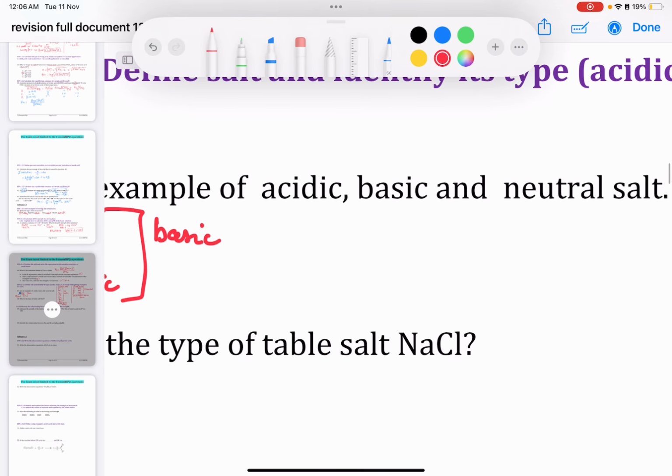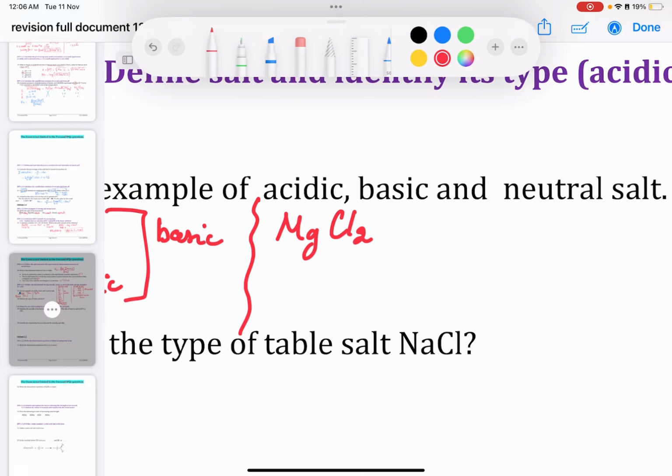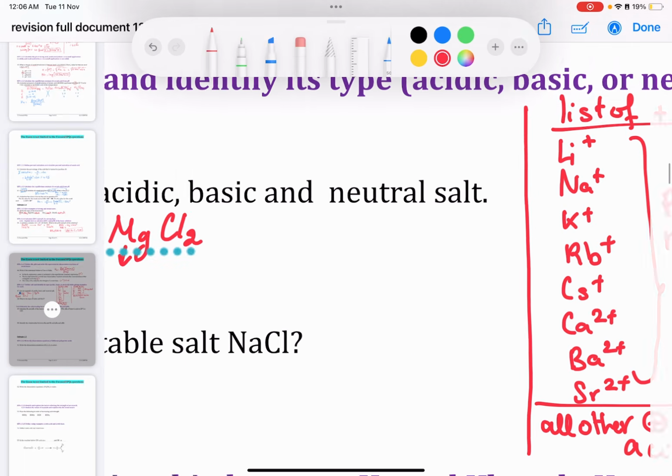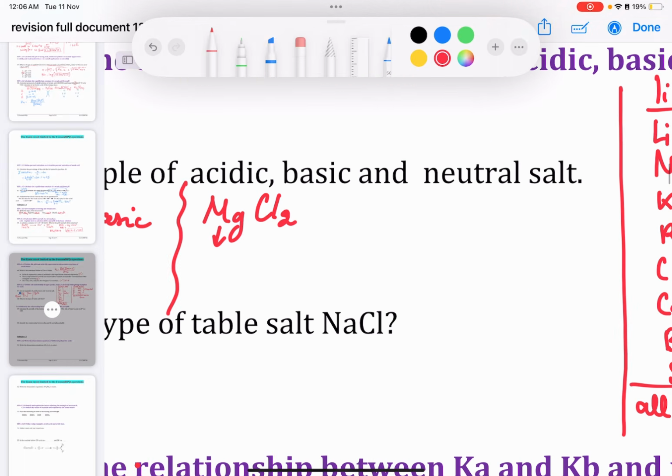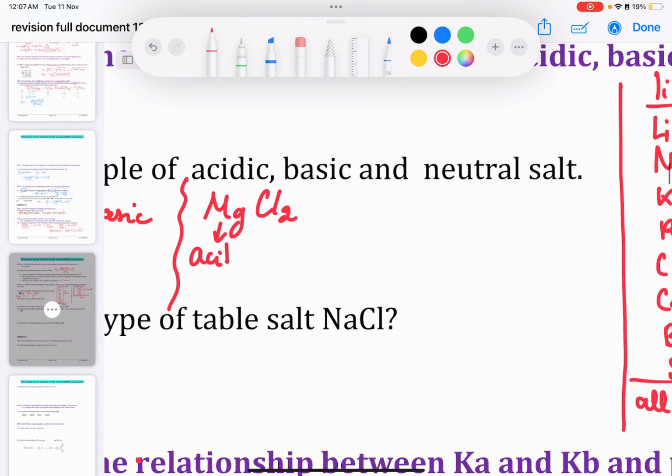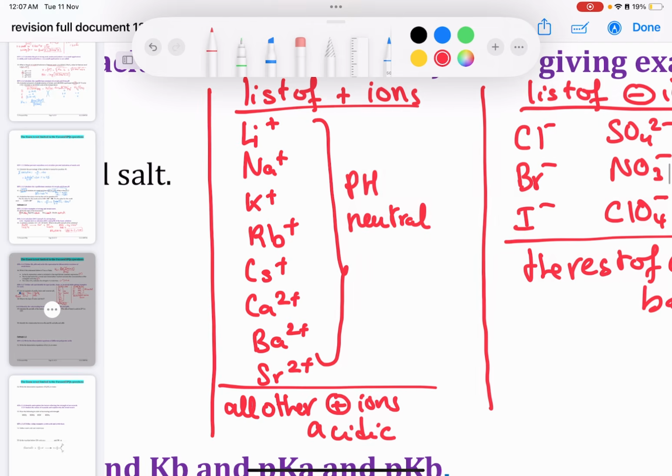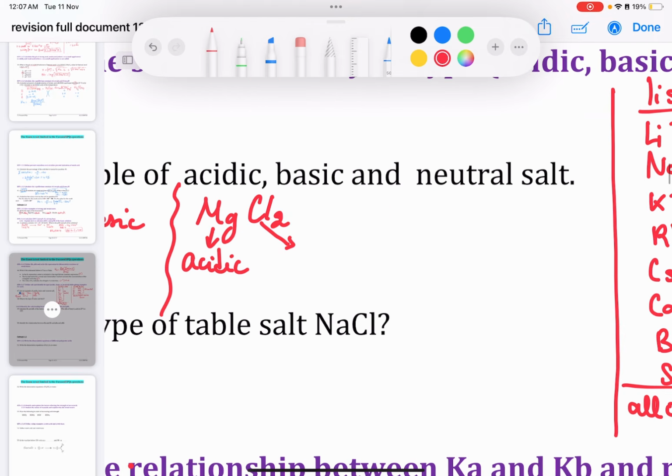Next, let's give another one. What if I have magnesium chloride? So magnesium is a positive ion that is not part of this list. So magnesium is a positive ion that is acidic. And the chloride is part of this list. So chloride is pH neutral. So this salt is acidic salt.